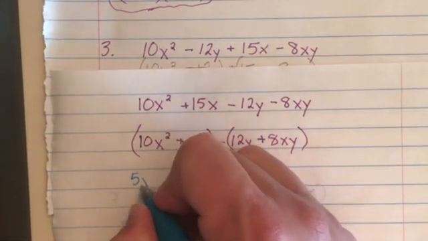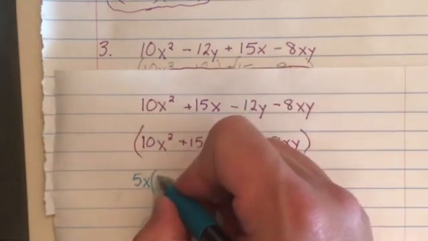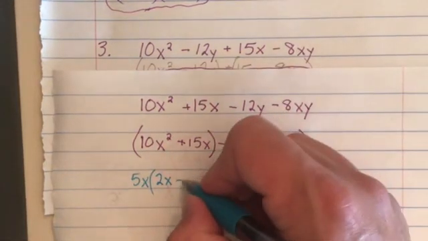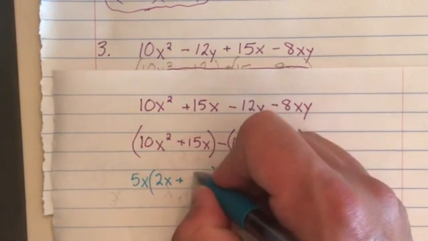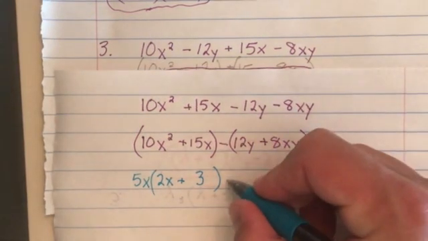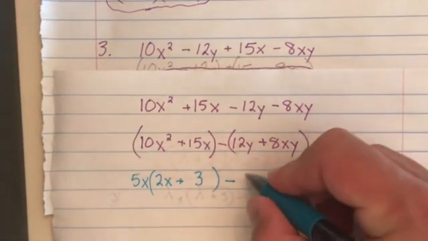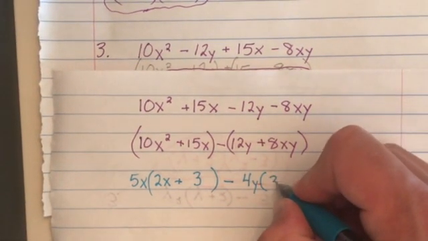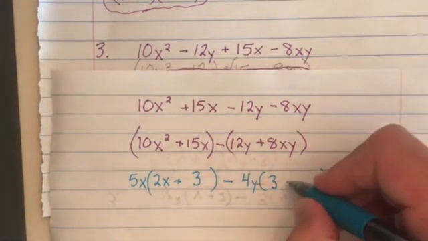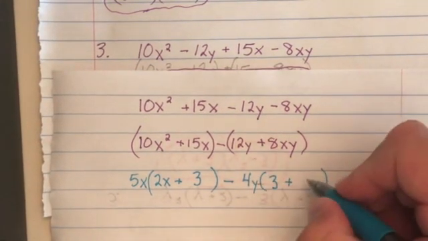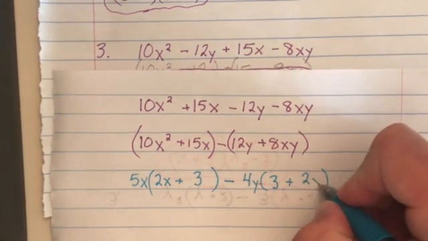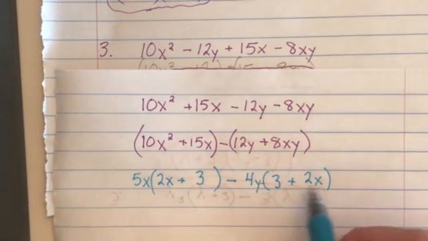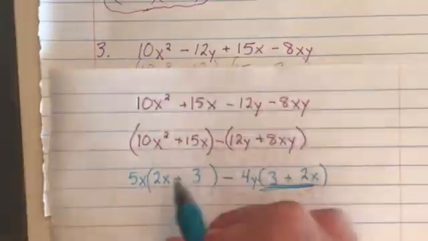which is 5x. We'll factor that out of the first binomial, and we're left with 5x times 2x is 10x squared, plus 5x times 3 is 15x. We have a minus. I'm going to factor out a 4y out of this second one. 4y times 3 is 12y, plus 4y times 2x is 8xy. Okay, so you'll notice that 3 plus 2x is now the same thing as 2x plus 3.